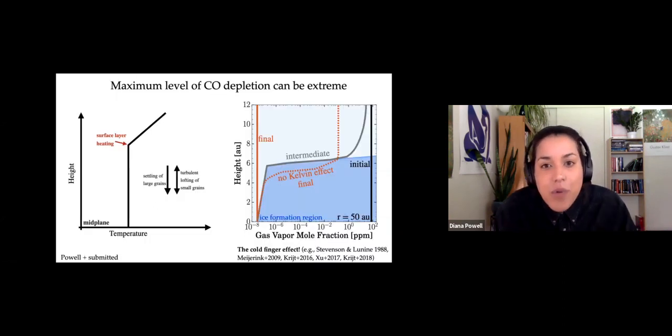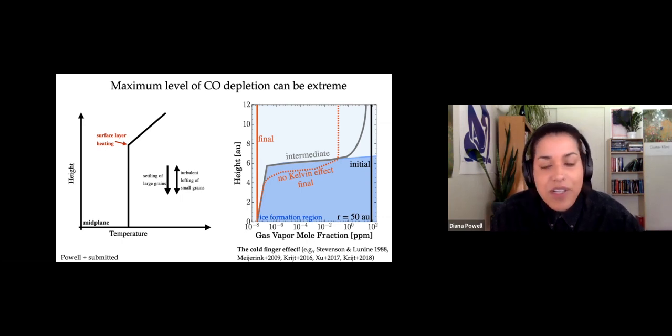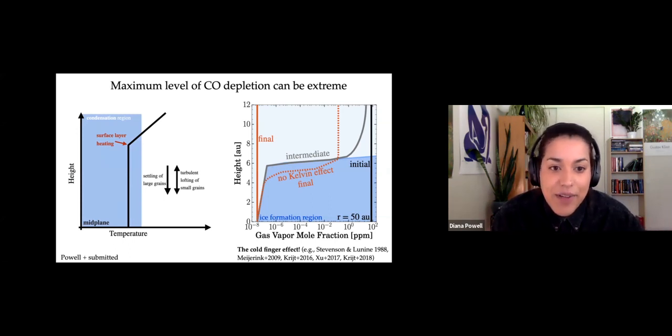And the particle sizes are important here because they regulate the level of depletion of gaseous CO. So if we approximate the disk temperature structure as shown here on the left, the vertical disk temperature structure, where the disk is roughly isothermal until it reaches a height where surface layer heating is efficient and the temperature increases. In the midplane, the disk will be cold enough for ice to form on dust grains.